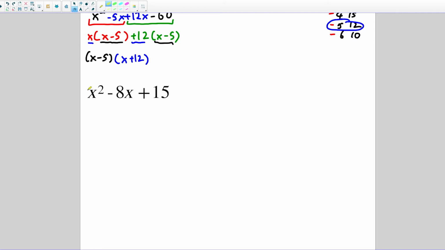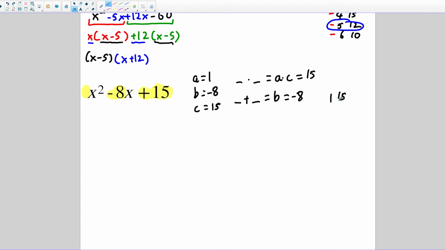For this last question, I want you guys to keep an eye out to see if we can notice any shortcuts that we could possibly take while we're doing this problem. As always, I've identified my a, b, and c values, where a is 1, b is negative 8, and c is equal to 15. From here, I know that I need two numbers to multiply to give us a times c, which in this case is 1 times 15, gives us 15. And the same two numbers have to add up to give me b, which is negative 8.